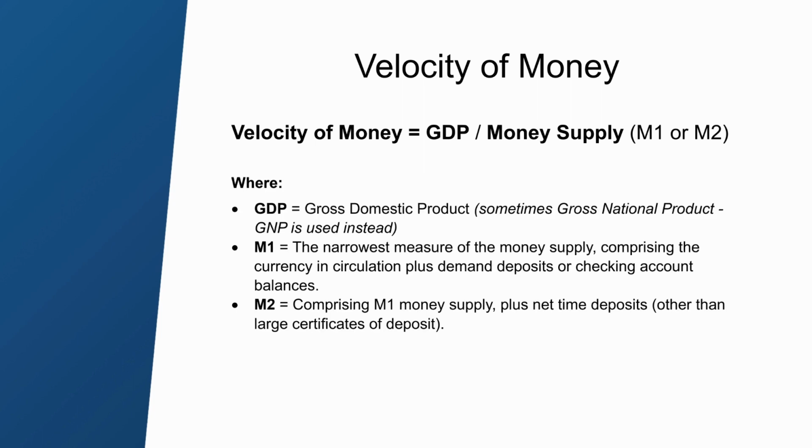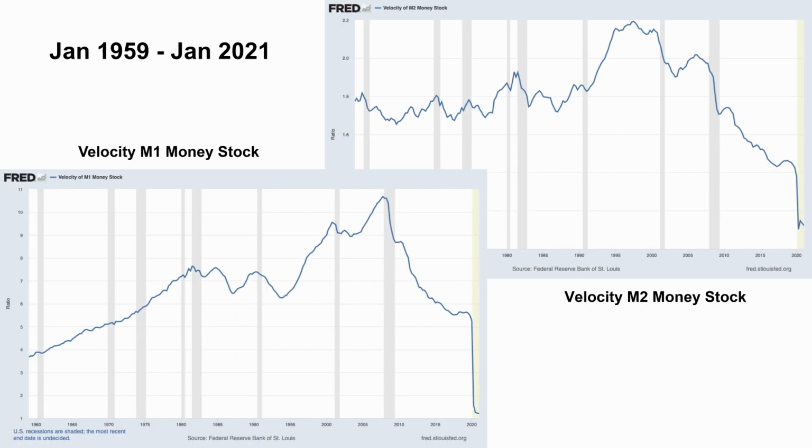And that's where M1 is the narrowest measure of the money supply, comprising the currency in circulation plus the demand deposits or checking account balances. M2, on the other hand, is comprised of the M1 money supply plus net time deposits other than large certificates of deposit. Now here are some historical graphs of the velocity of money in the U.S. economy based on the M1 and M2 money supply. As you can see, we are near historic lows in 2021.